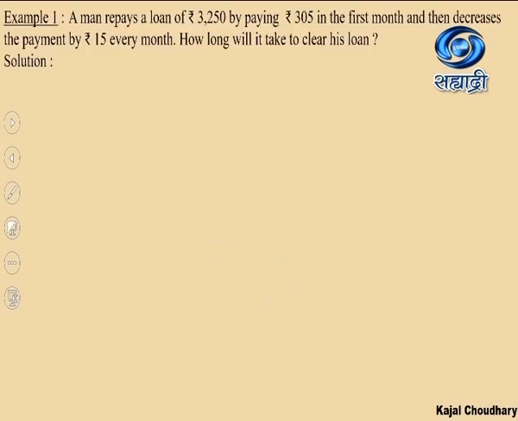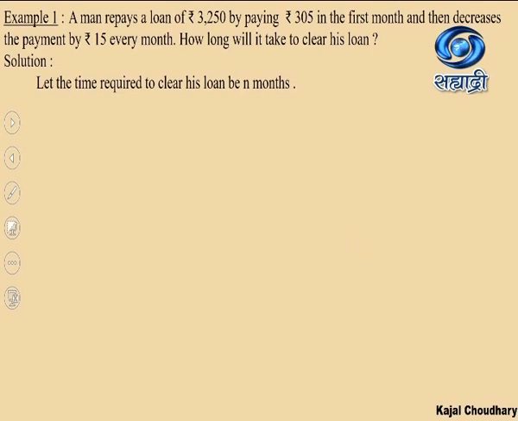Now we are going to move towards the application of an AP, which is basically word problems. In word problems, we need to identify certain key terms, whether they have given TN or they have given SN. So I will explain a few examples. A man repays a loan of 3250 by paying 305 in the first month and then decreases the payment. Now when it is decreasing, that means it is going to be negative. So let's see how long he will take to clear his loan.